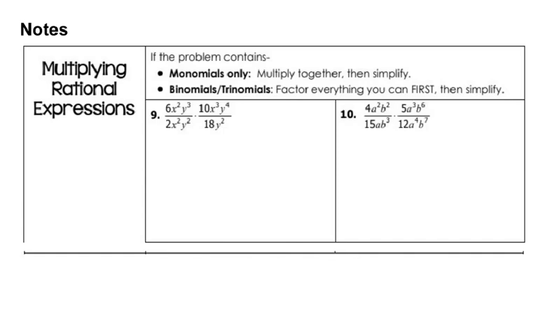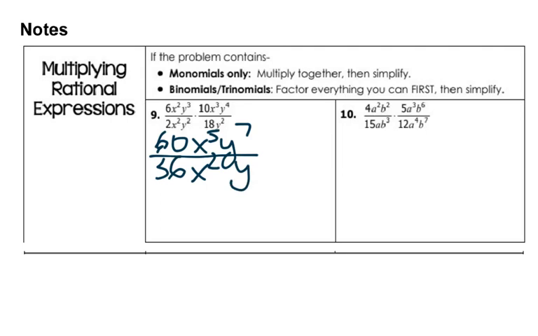So when we multiply fractions, we multiply numerator with numerator and denominator with denominator. So we're going to multiply coefficients and variables. Just remember, when you multiply variables, you have to add exponents. So 6 times 10 is going to be 60. X squared times x to the power of 3 is going to be x to the power of 5, and y to the power of 7 if we add 3 and 4. And then we're going to multiply everything in the denominator. So 2 times 18 is going to be 36, x squared, and y to the power of 4.